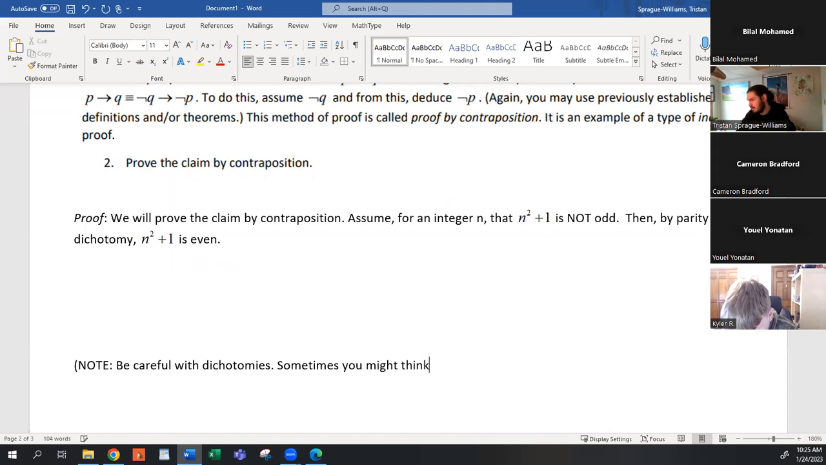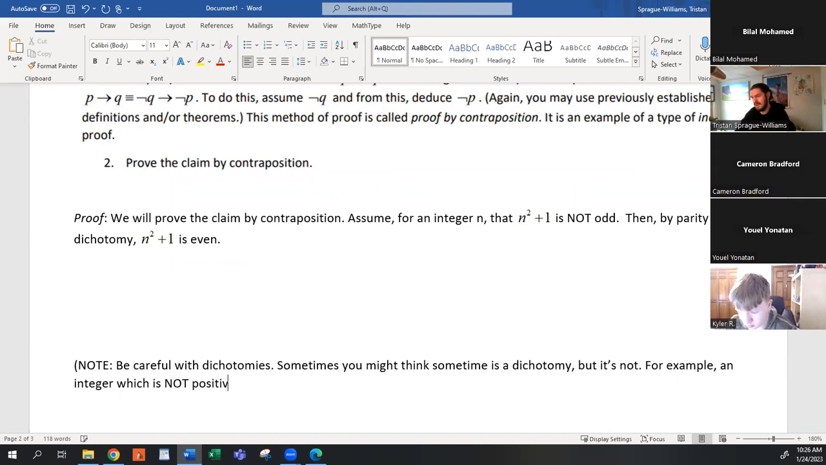Sometimes you might think something is a dichotomy, but it's not. For example, an integer which is not positive cannot be assumed to be negative. Why? Why is positive and negative not a dichotomy on the set of integers? Ibrahim's got it in the chat. Because of 0.